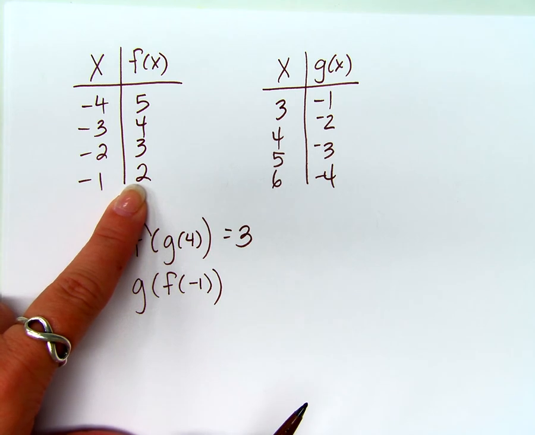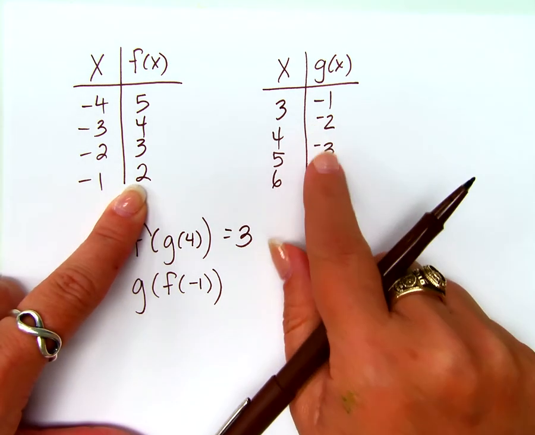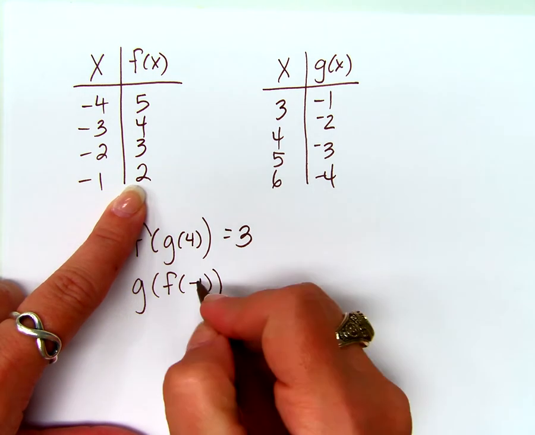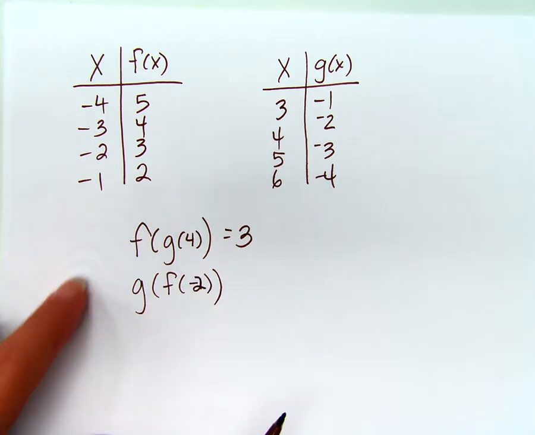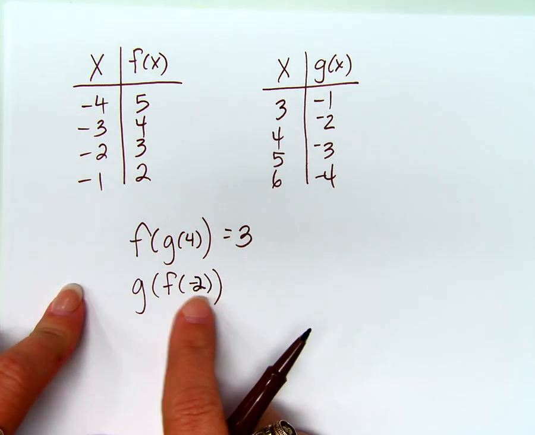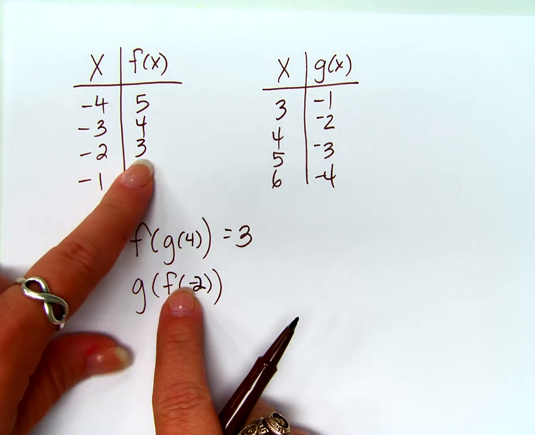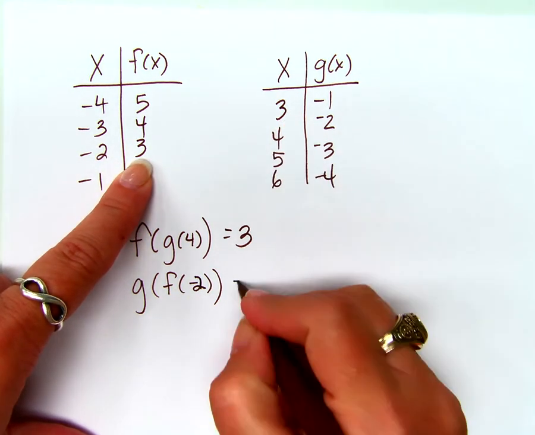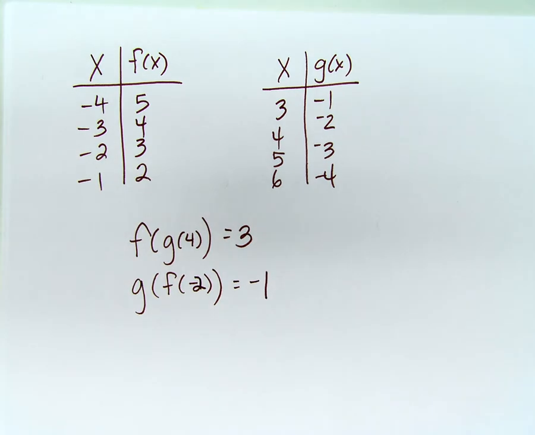We don't know for sure, right? So is that not what we can do? Can we find negative 2 instead of negative 1? So f of negative 2 is 3. What is g of 3? Negative 1. Okay? Don't assume on this. Just use what you're given in the tables.